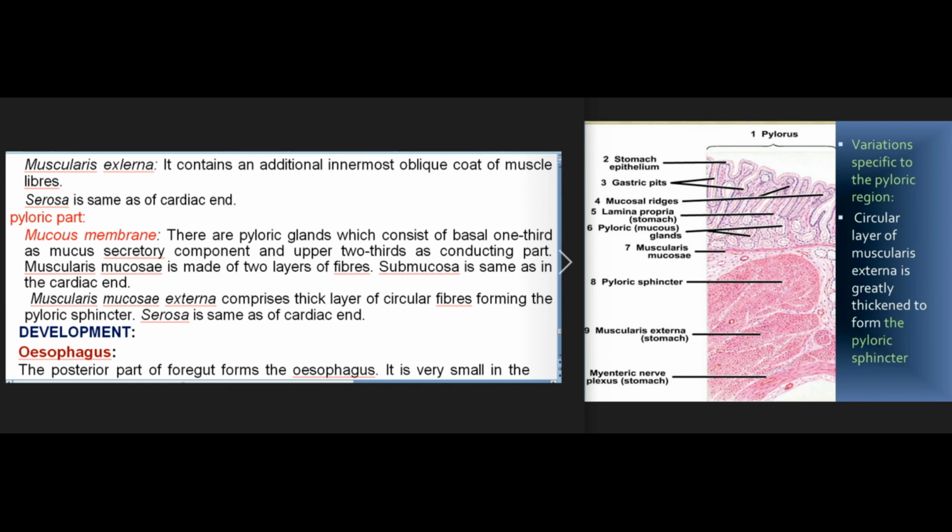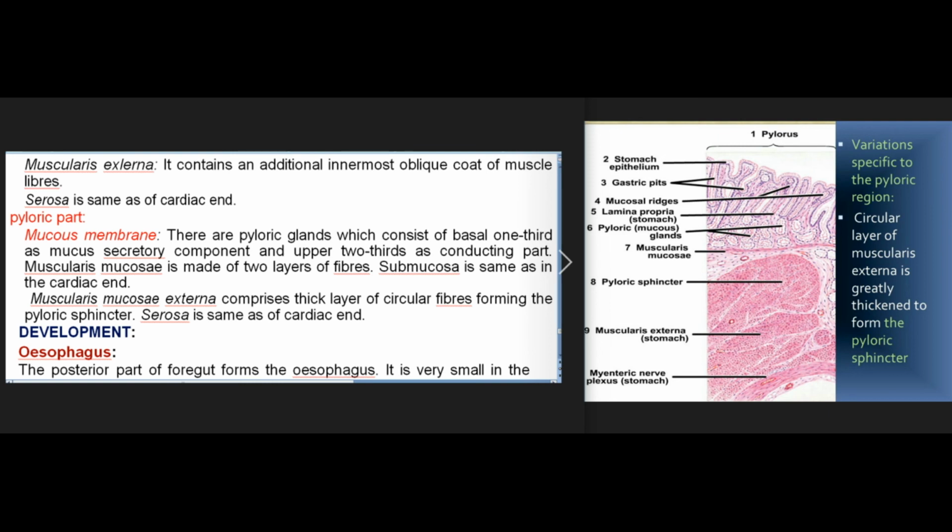Pyloric part, mucous membrane: there are pyloric glands which consist of basal 1/3 as mucous secretory component and upper 2/3 as conducting part. Muscularis mucosae is made of 2 layers of fibers. Submucosa is the same as in the cardiac end. Muscularis externa comprises a thick layer of circular fibers forming the pyloric sphincter. Serosa is the same as at the cardiac end.